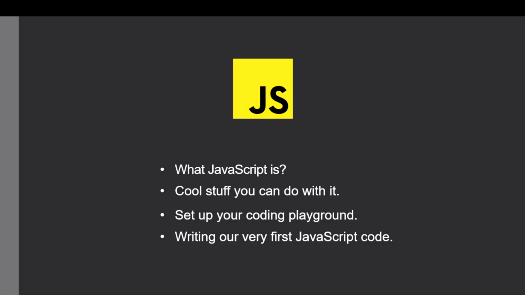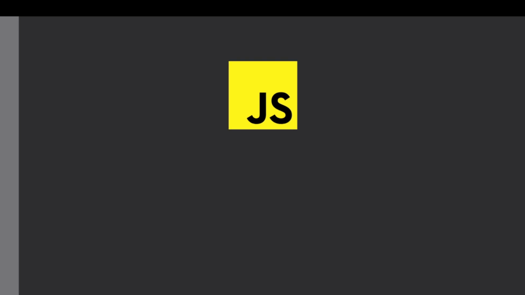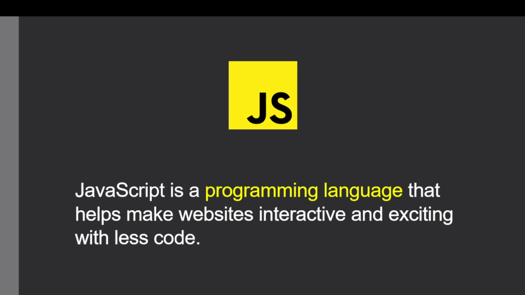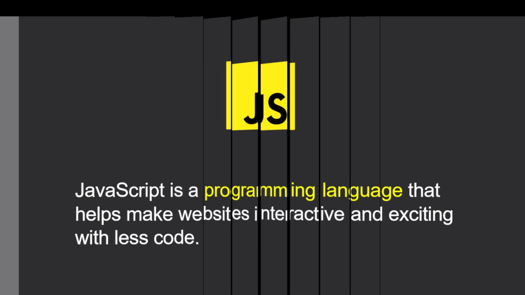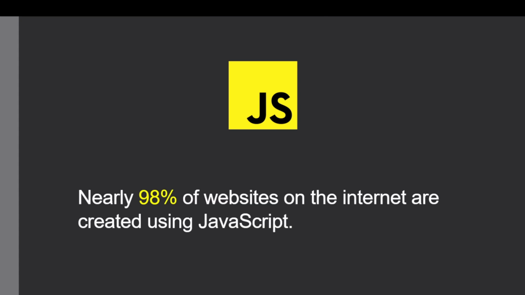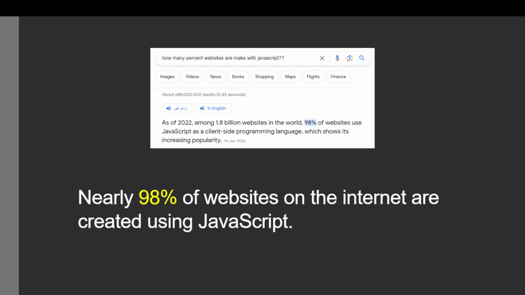Let's kick off this tutorial and get learning. What is JavaScript? JavaScript is a programming language that helps make websites interactive and exciting with less code. You can estimate how important JavaScript is by this: nearly 98% of websites on the internet are created using JavaScript.